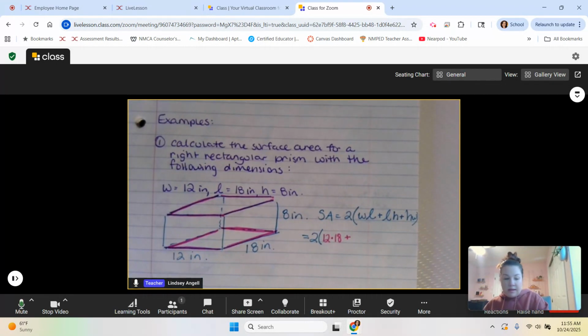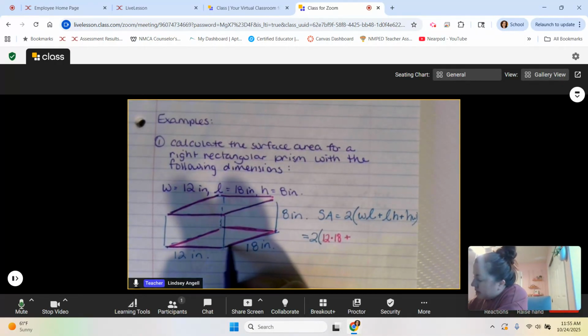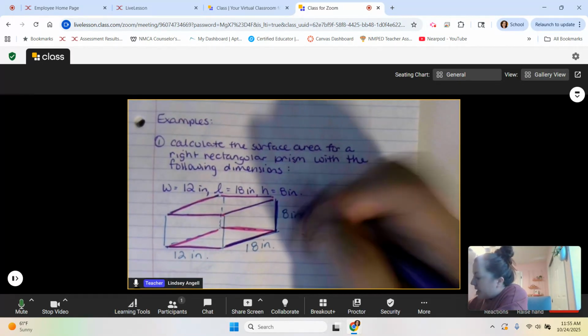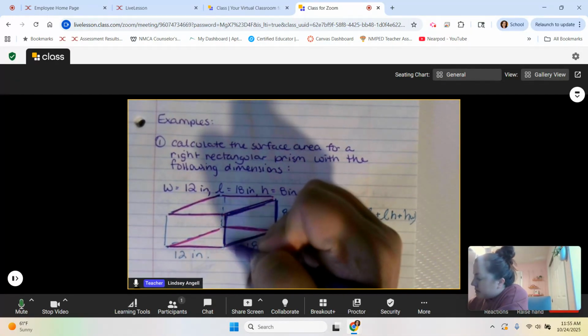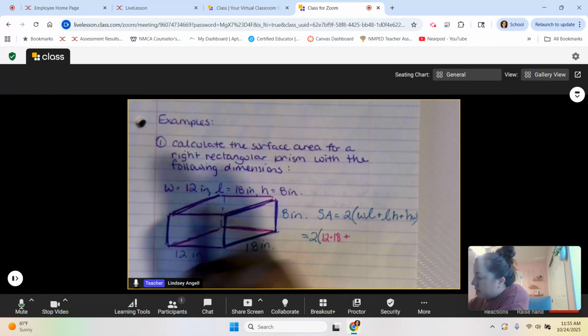Plus, the next one, we've got length times height. Here's my length times my height. That's like the right and the left side of the box. So that's that one, and this one over here is the left side.